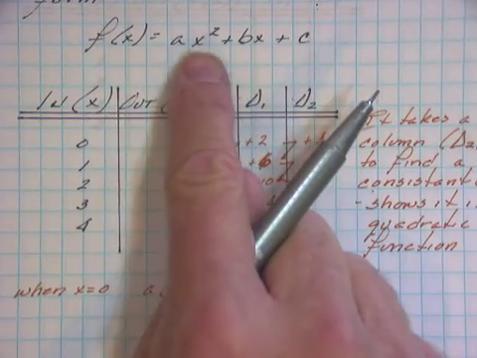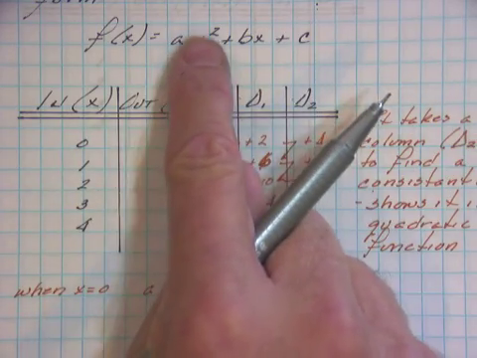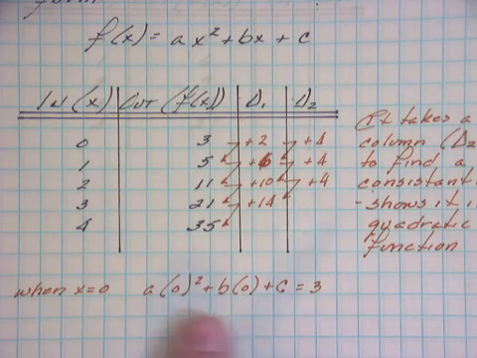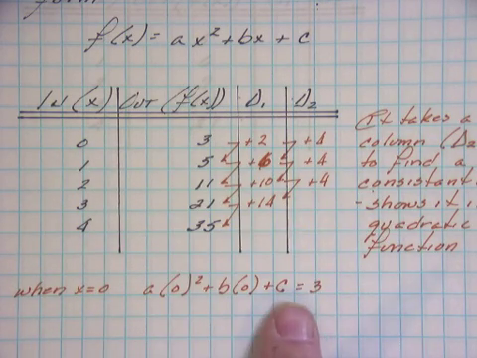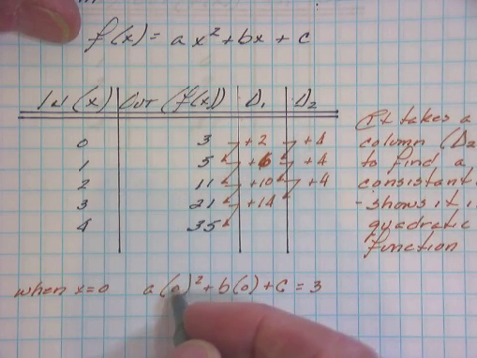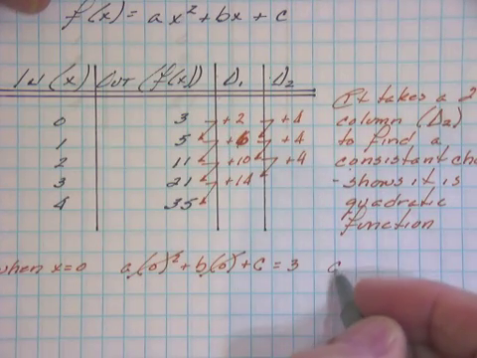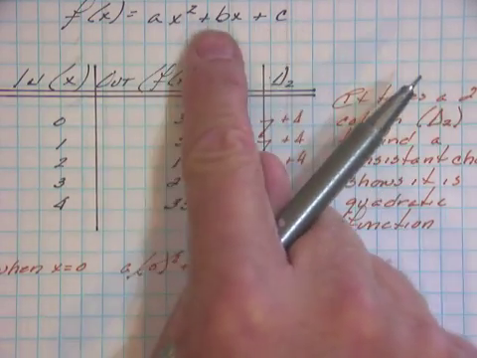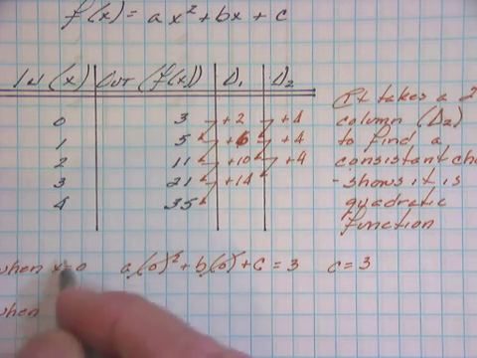Now let me show you what I just did. I took my x as 0 and I plugged it into this equation, ax squared plus bx plus c. If I take out the x's and put in zeros, I get this. But I know that when x equals 0, I get 3 out. Now if you think about this, 0 squared is 0, so that term goes away. B times 0 is 0, that term goes away, and I'm left with c equals 3. So now I already know one of the values of a, b, and c.